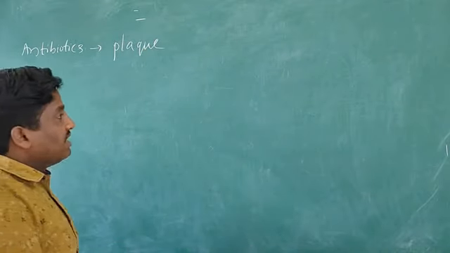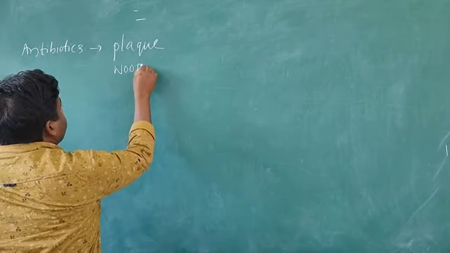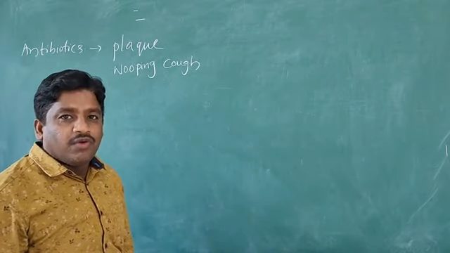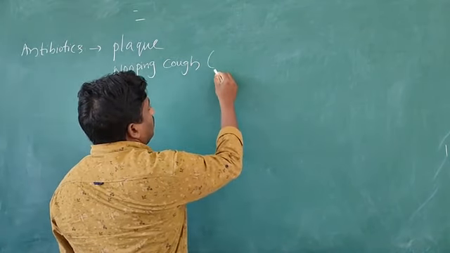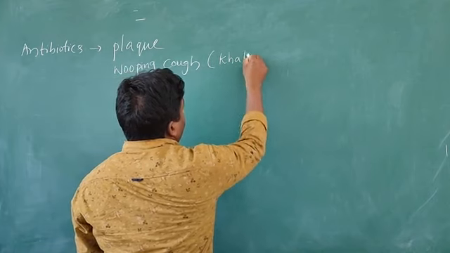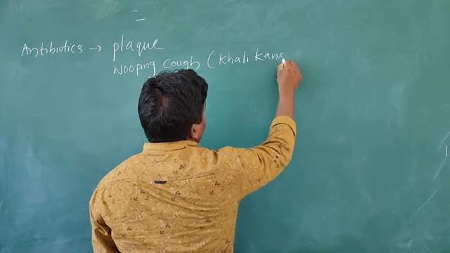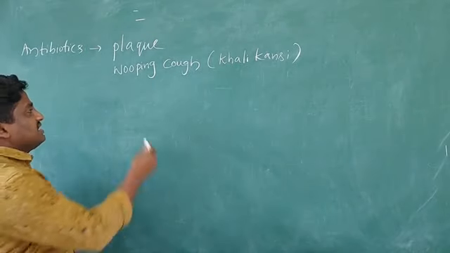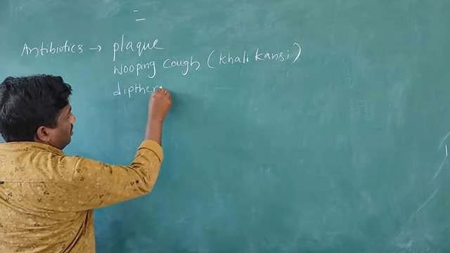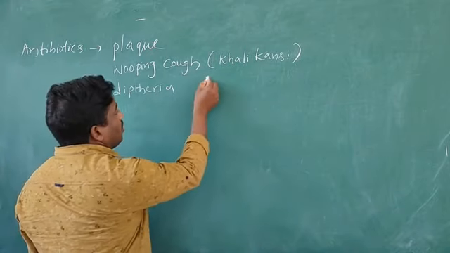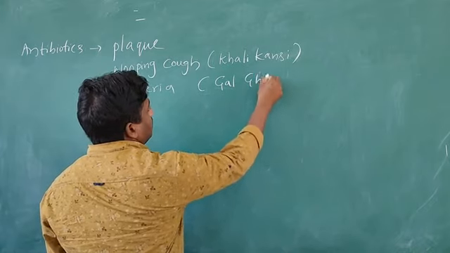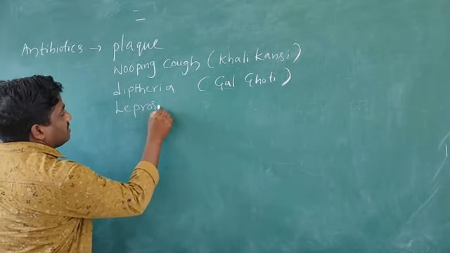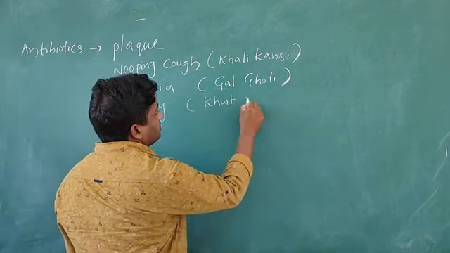plague disease, and also whooping cough. Generally, this whooping cough we call Kali-Khaansi. Next, one more disease, diphtheria. This is generally called Galgoti. And another disease we call leprosy, that means generally called Kust Rog.